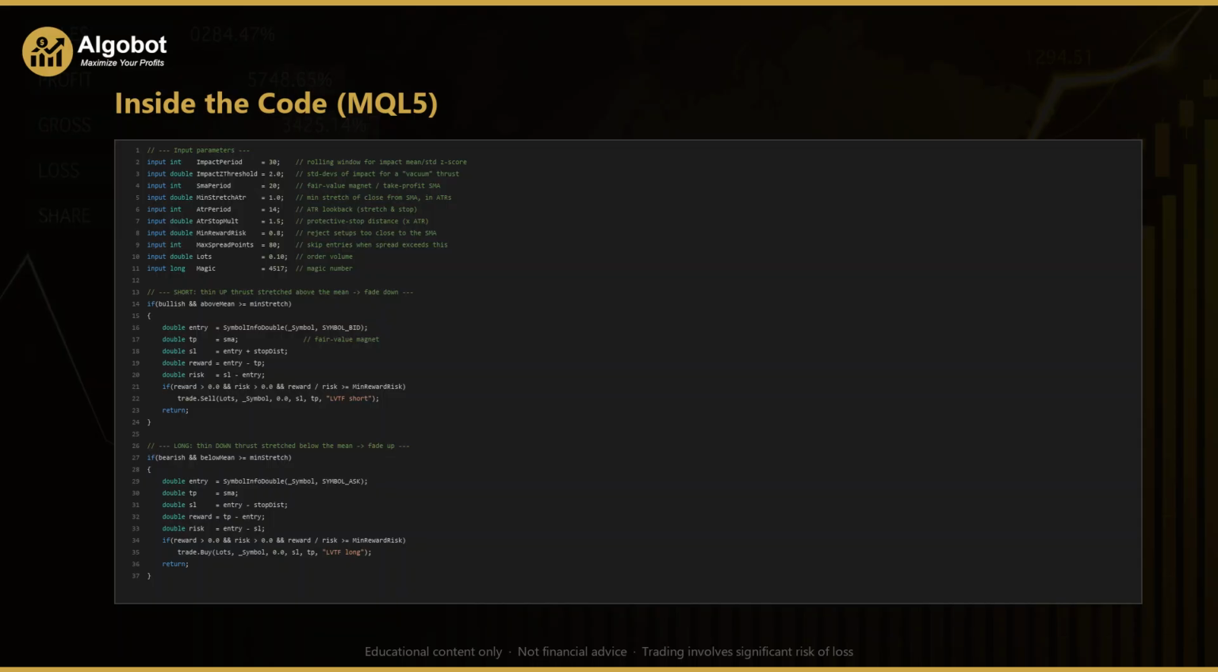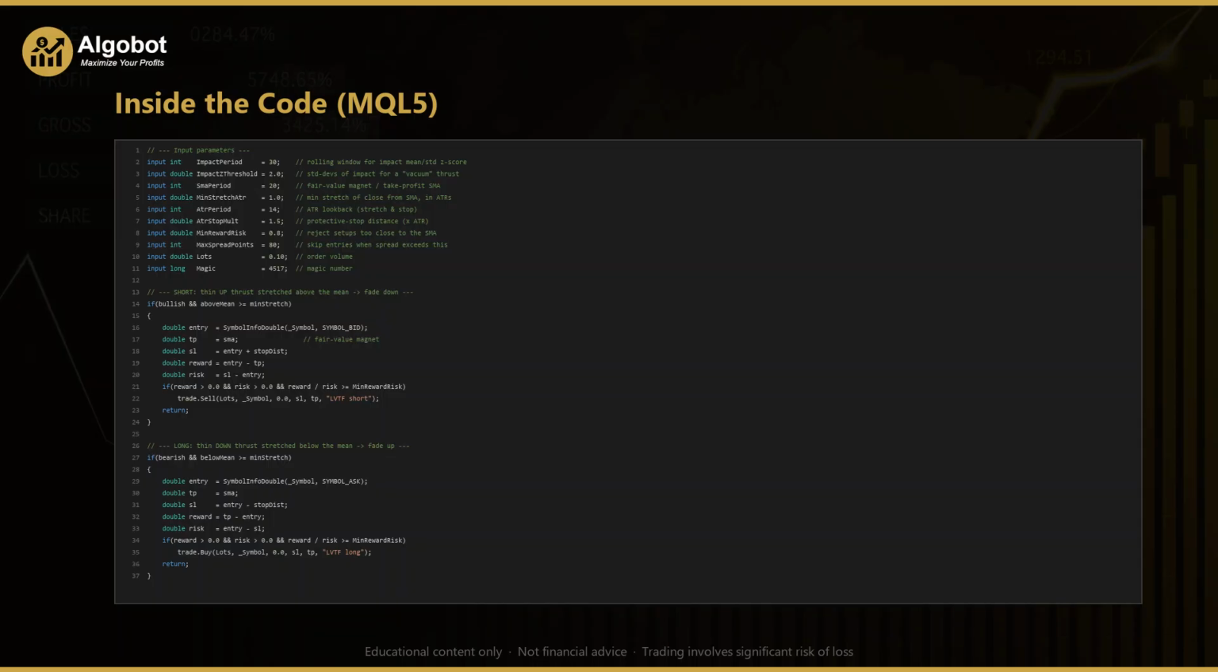SMAPeriod is the fair value baseline and take profit lookback. MinStretchAtr is the minimum distance from the baseline in ATRs. ATRPeriod and AtrStopMult control the volatility measure and the stop distance. MinRewardRisk sets the minimum reward to risk ratio, and MaxSpreadPoints is the spread guard. Lots and Magic set the order size and the identifier. Now the two signal blocks.